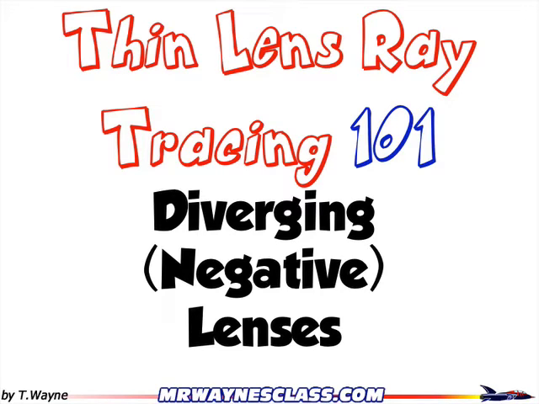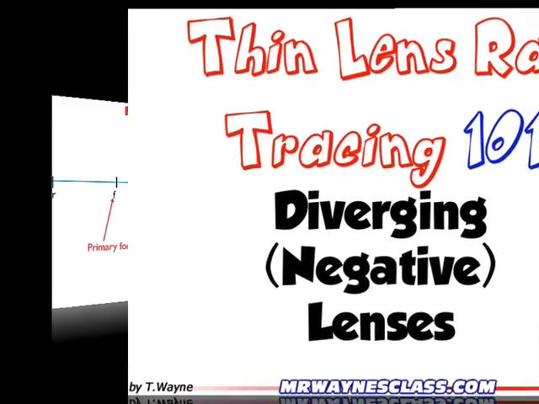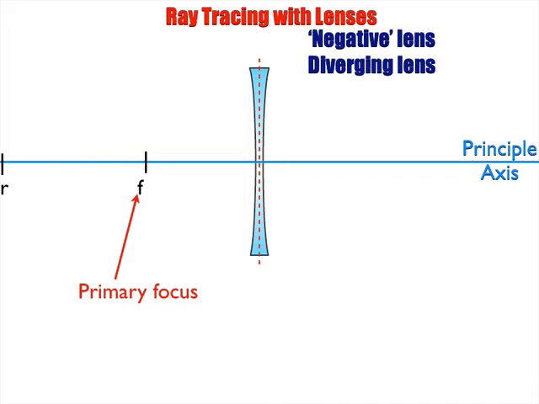This video is going to show you how to do a ray tracing for a thin lens that's a diverging lens, which is sometimes called a negative lens. So here's going to be my thin lens. There are a couple things. Number one, it's an approximation. So we can take some liberties with what we're doing.